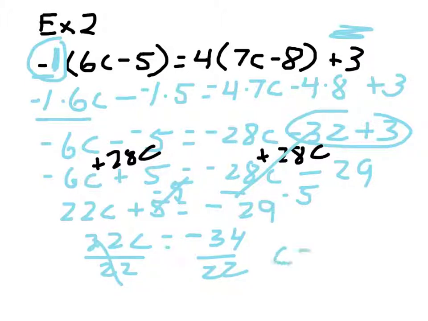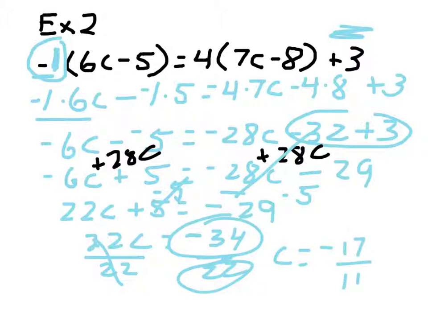And c is equal to a negative, because a negative divided by a positive is negative. Now just reduce 34 over 22. Divide by 2, and I get a negative 17/11. It's a little harder to check that one, but it should check out. If I was in doubt, I would place a negative 17/11 in for c and see if it checks out. All right, so this is called equations with parentheses, and solving equations with parentheses.